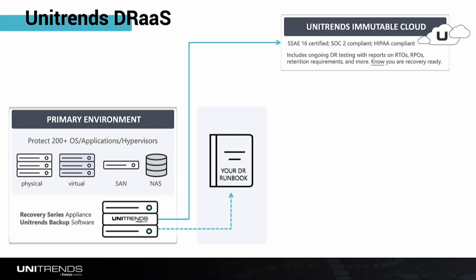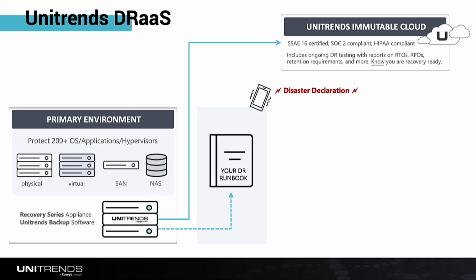What is the boot order of these machines? What are the networking configurations? What do you need in terms of potentially public-facing IPs to be able to host a website? How are we going to reroute your users? What order are we bringing on those applications? All of those different things as part of the failover are being documented as part of the runbook.